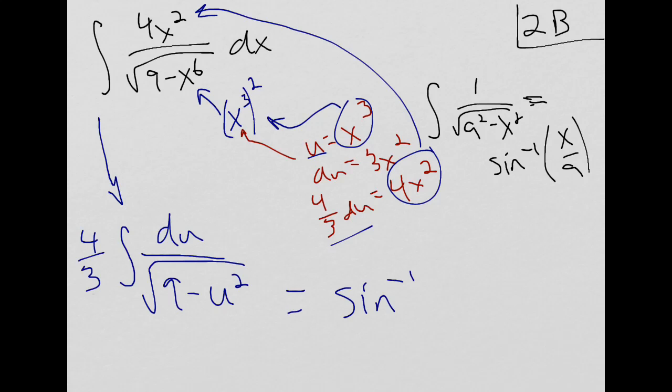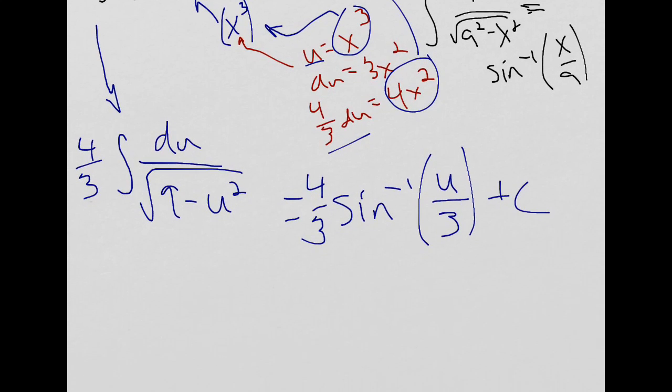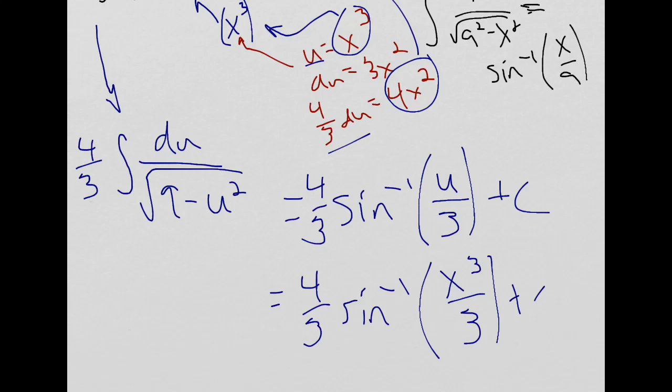So this is sine inverse with a 4/3 out front. And then I just need to identify my x and my a. So it is u over, I need the square root of the 9 to get 3, plus c. So I'm just going to replace my u with what I originally let u be, and that gives me 4/3 sine inverse of x cubed over 3 plus c.